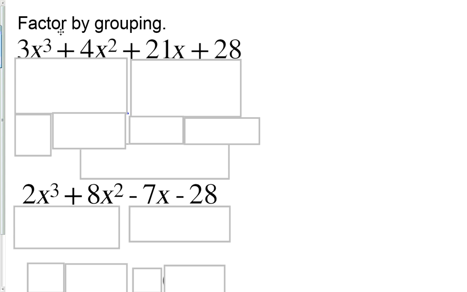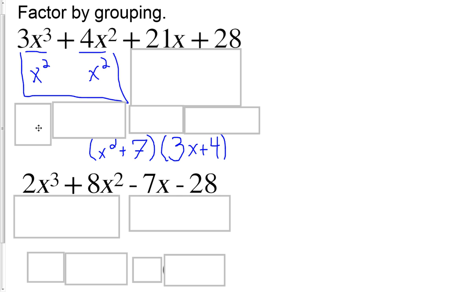So in continuing, what is in both 3x cubed plus 4x squared? 3 and 4, we don't have a number that goes into both of those, but we have x cubed and x squared. Well, we've got 2 x's in each, so we're going to take x squared out. And then, what do we have left? 3x cubed divided by x squared. The 3 in front is left over, and we have 1x. So we will have 3x left over.